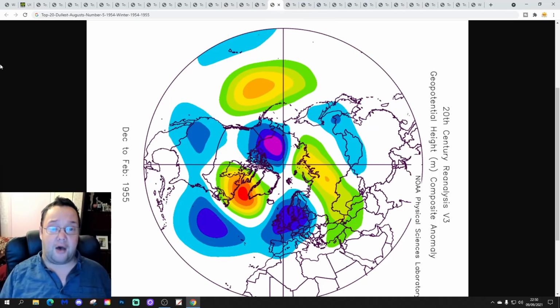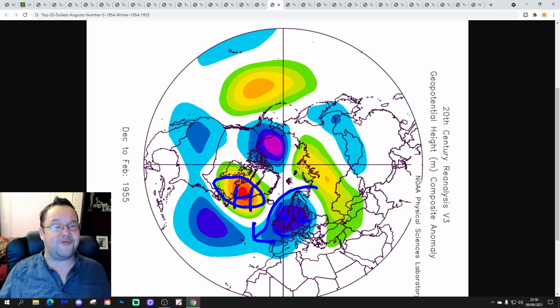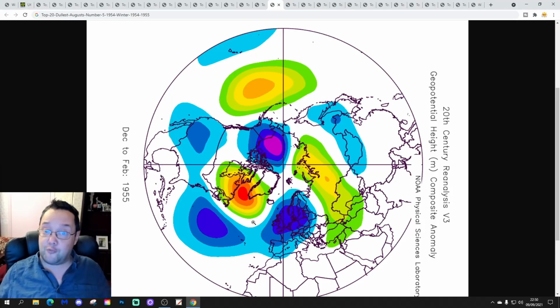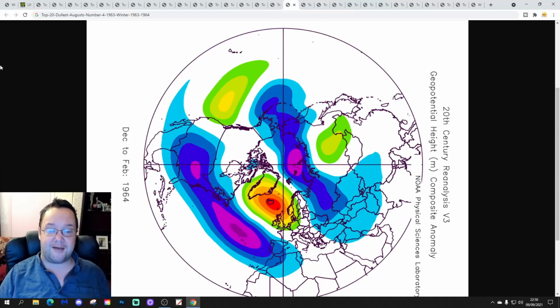Top 5 now. At number 5, we've got 1954, 1955. This is another cold winter with high pressure to the south of Greenland, low pressure to our south and east, and winds in from more of a northeasterly direction. The 5th dullest August is 1954, and the winter of 1954-1955 is looking pretty cold, especially in January and February.